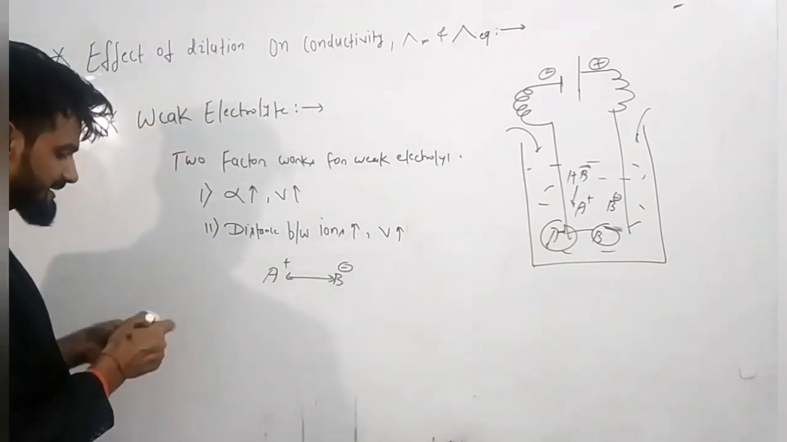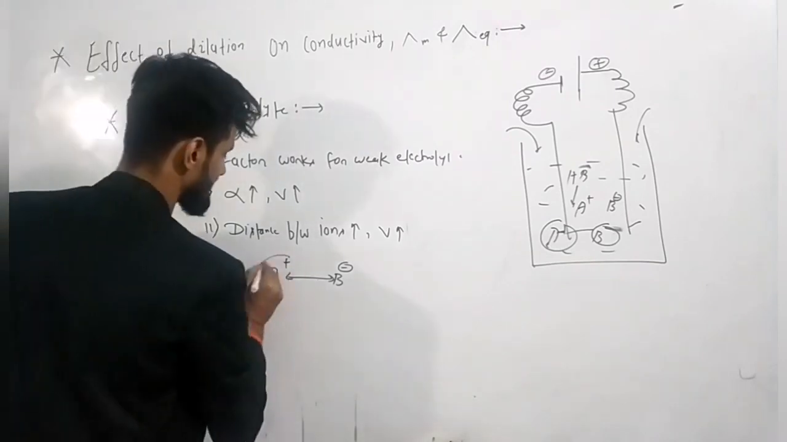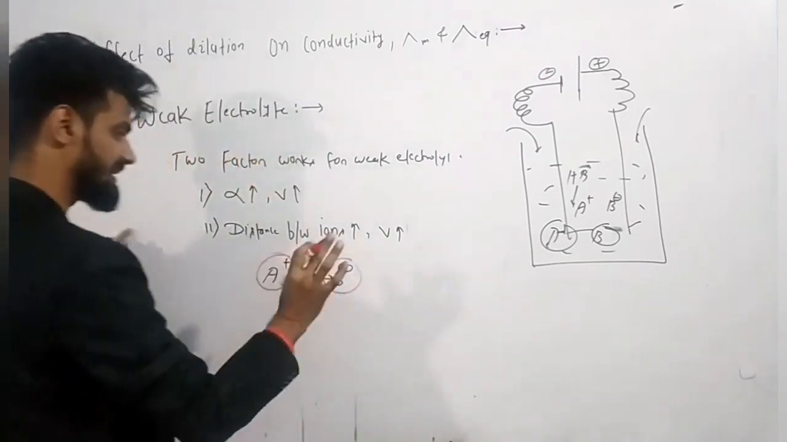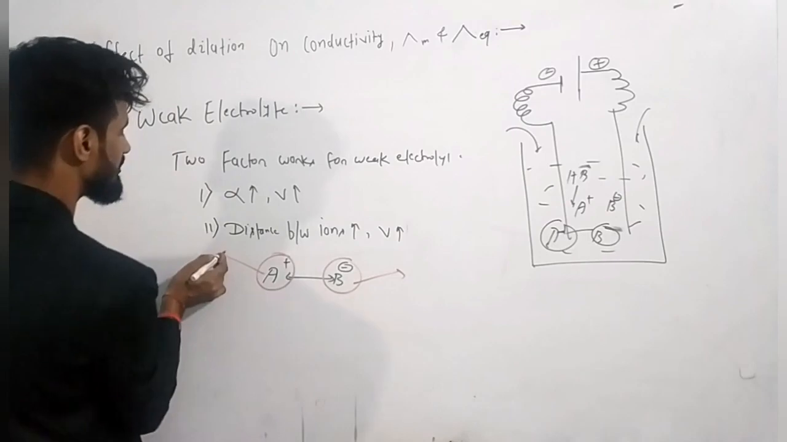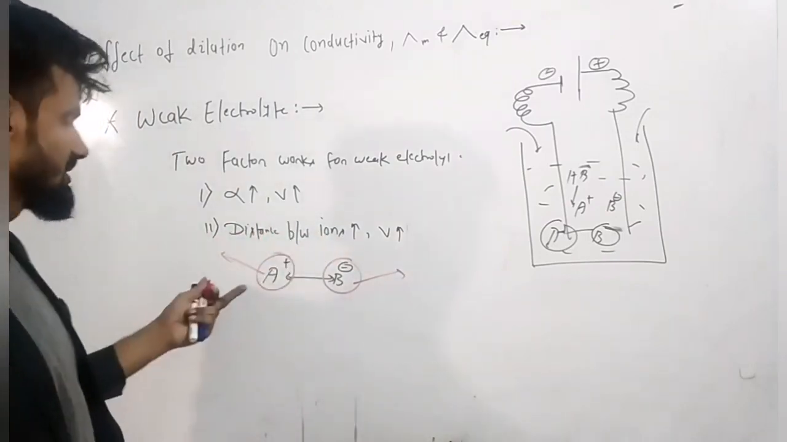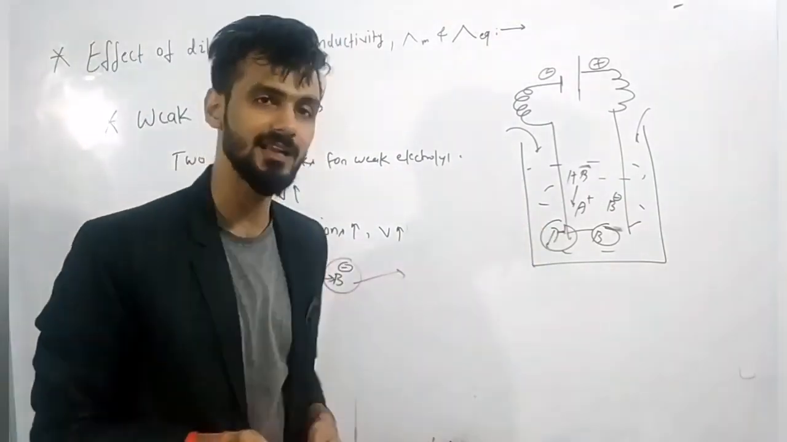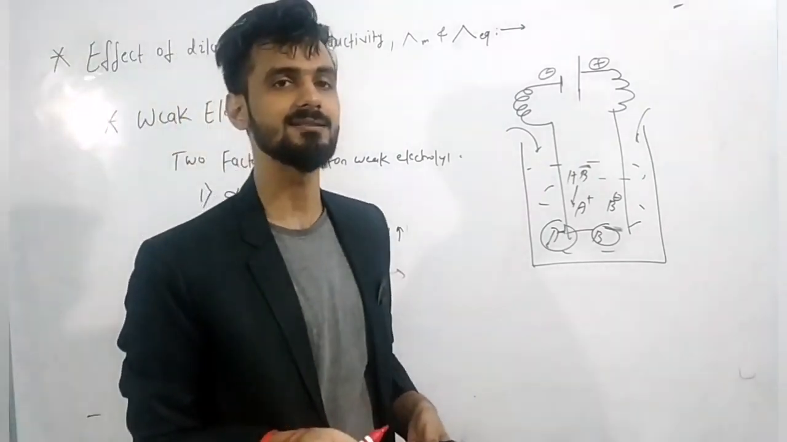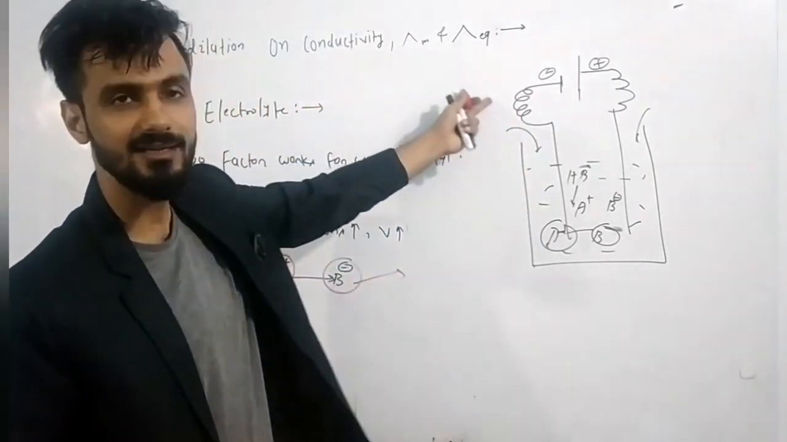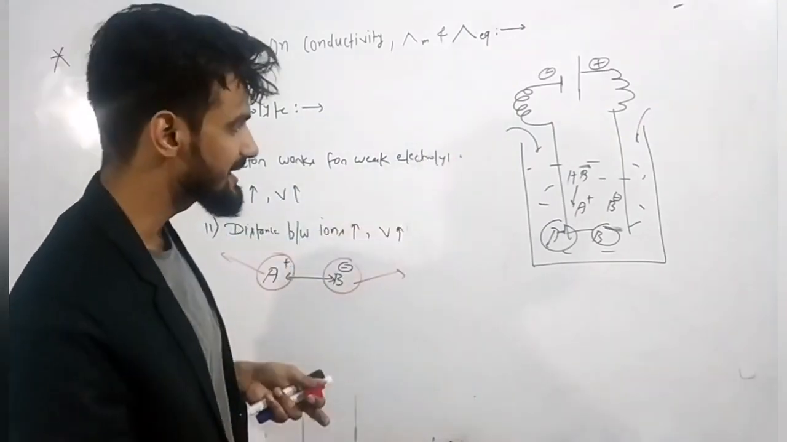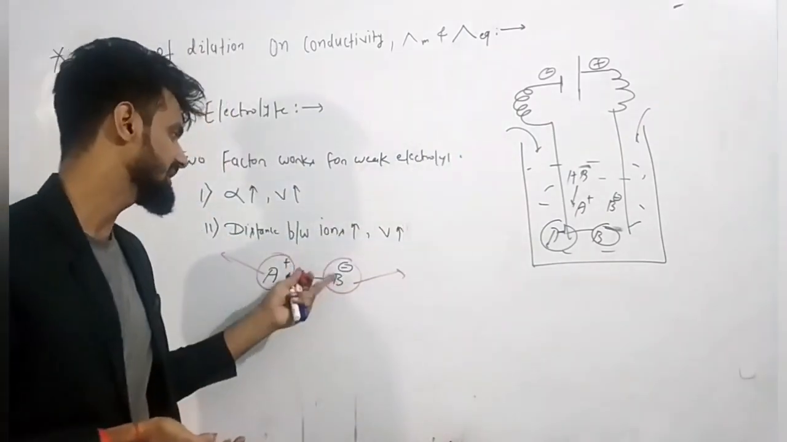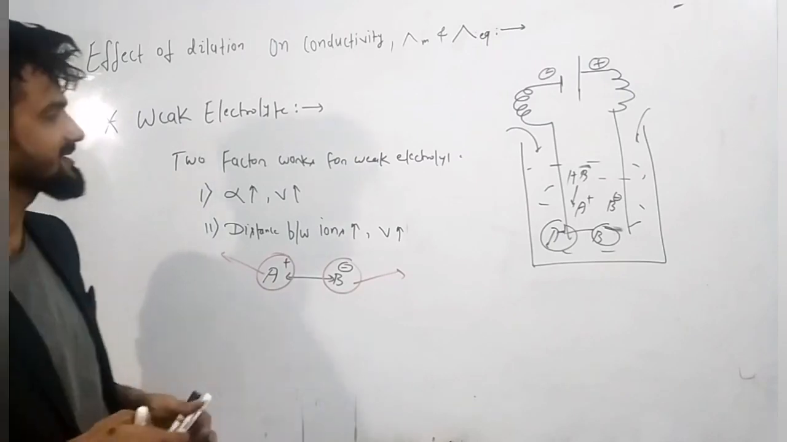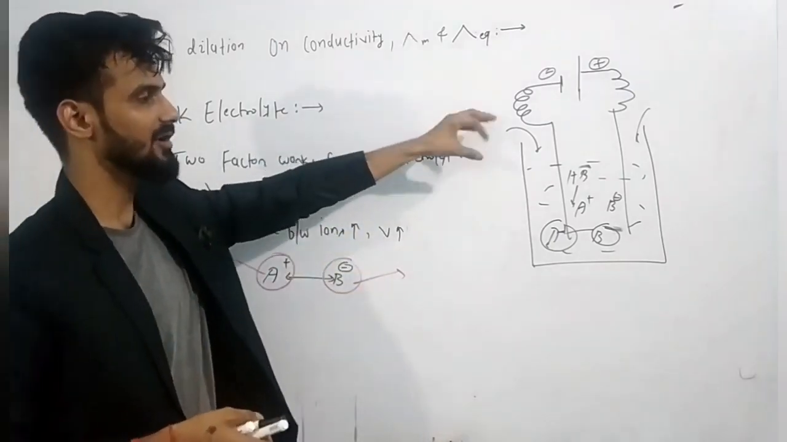Due to the decrease in intermolecular forces of attraction, the migration of ions, cations and anions, will increase, and the movement will get fast. If the movement of the ions is getting fast, what is the meaning of that? That is the meaning of increase in the conductance. And we are discussing equivalent conductance and molar conductance. So that causes an increase in the molar conductance value and equivalent conductance value after the dilution.